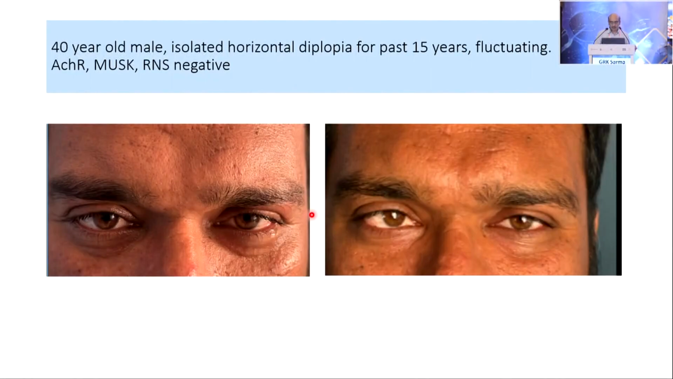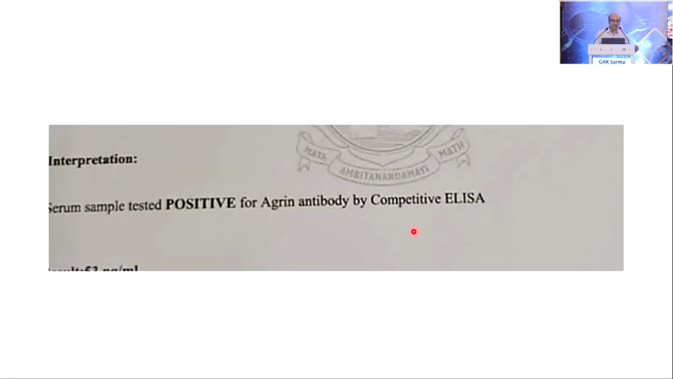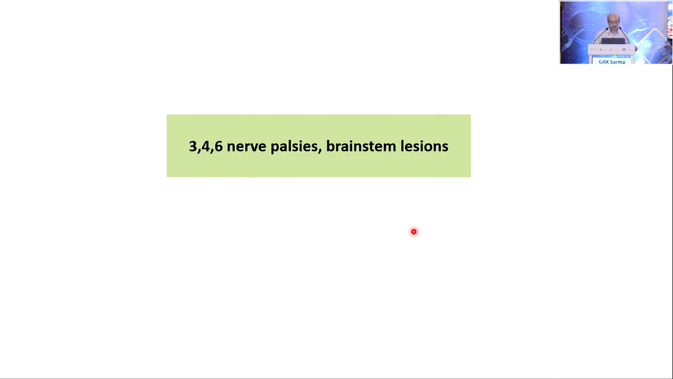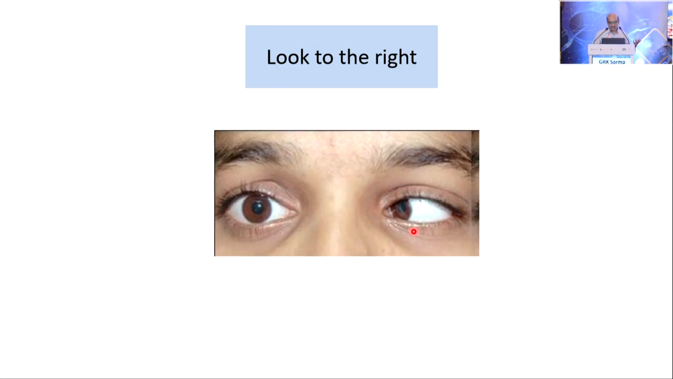It can be anything. This patient has had, for 15 years, only one problem, that is diplopia. You can see that the right eye is getting adducted, with no ptosis, no other fatigue. RNS was negative, acetylcholine antibodies and MuSK antibodies are all negative. But the only problem is this diplopia. After 15 years, this test was available. Agrin came positive. So it's just an ocular myasthenia restricted only to one muscle, nothing else. I think I have to skip this.